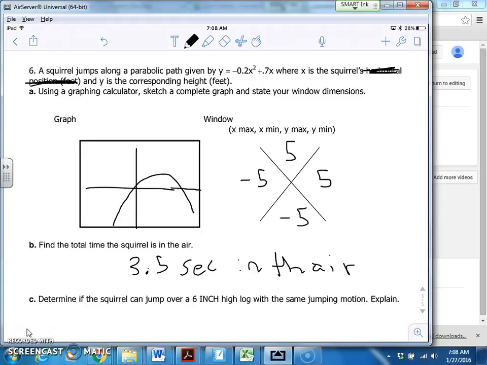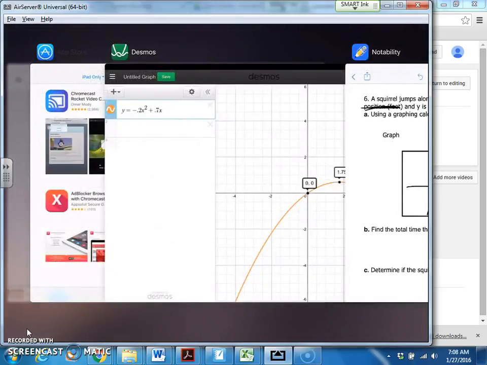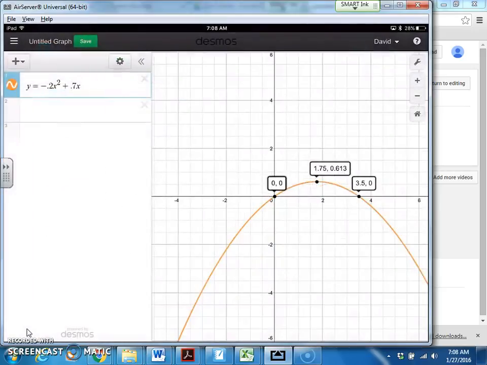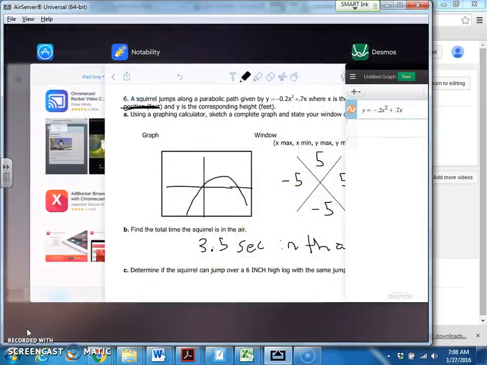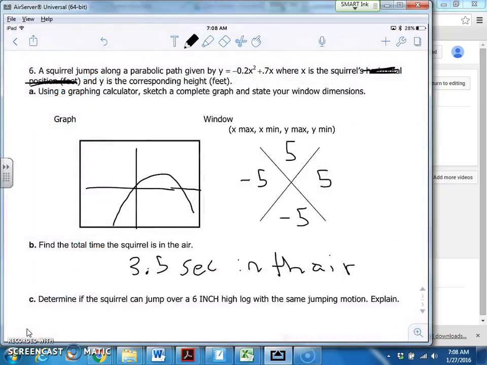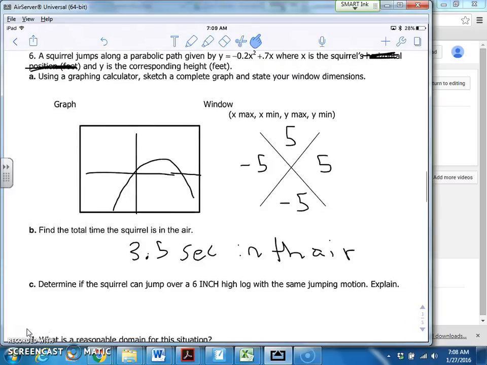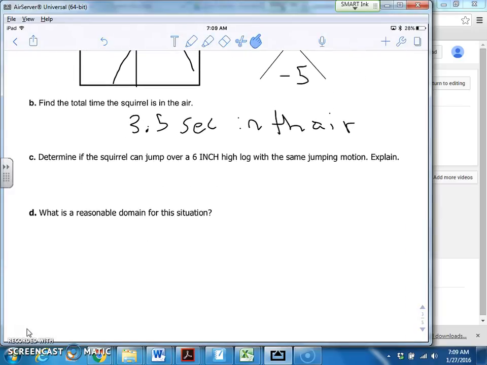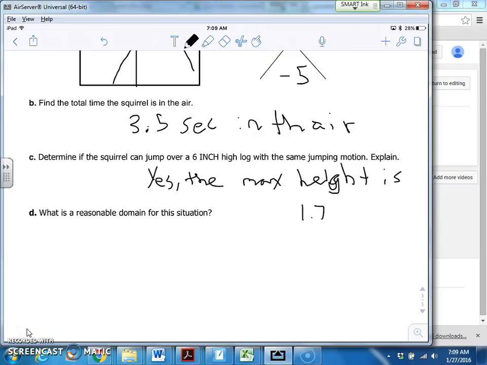Can the squirrel jump over a 6-inch log? Well, let's go double check. But it looks like its maximum height is 1.75 feet. So with 1.75 feet, it should be able to jump over a 6-inch log. So we would say yes. Max height, that's the word height, is 1.75 feet, which is more than 6 inches.